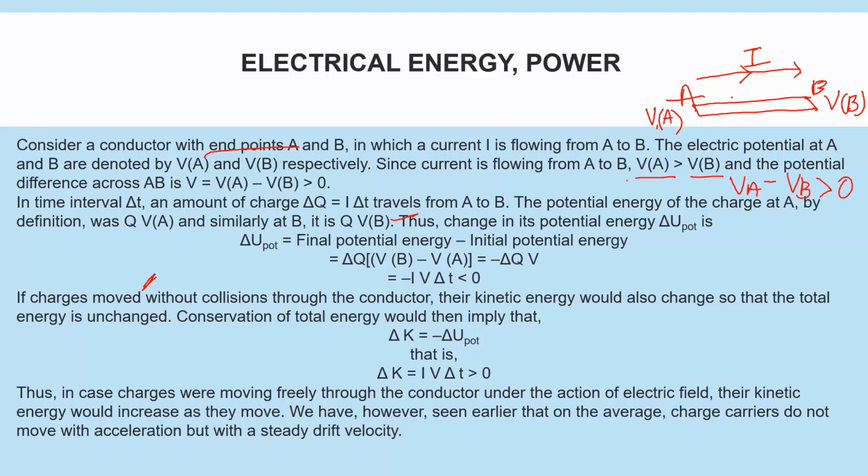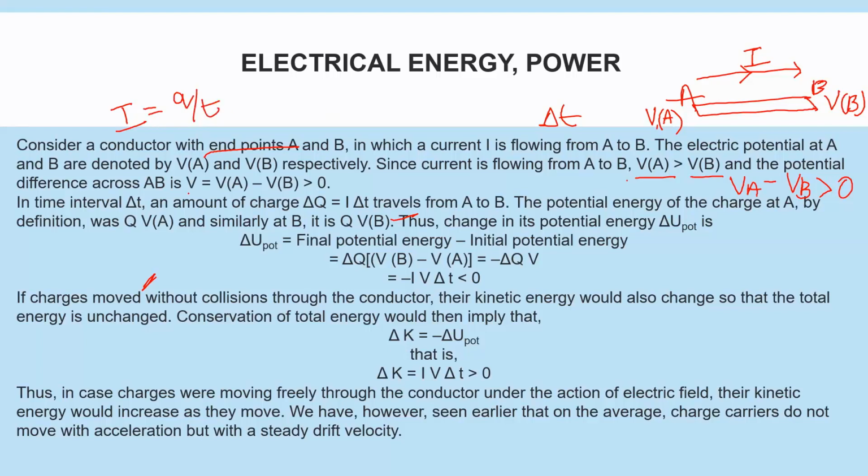Because they are different, there is a potential difference that exists between them, and it is going to be more than 0. Now suppose we take a small time interval, say del t. If you remember, we had studied in the first class that I is equal to q by t.